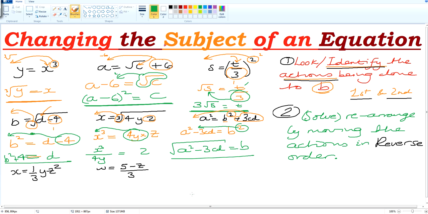That's the end of that question. So b is equal to a squared minus 3cd, then all of it square rooted. Remember, when the square goes over, we have to square root the whole lot, not just the a squared item, which is a common mistake. So again, a squared minus 3cd, all of that square rooted, equals b on the other side.